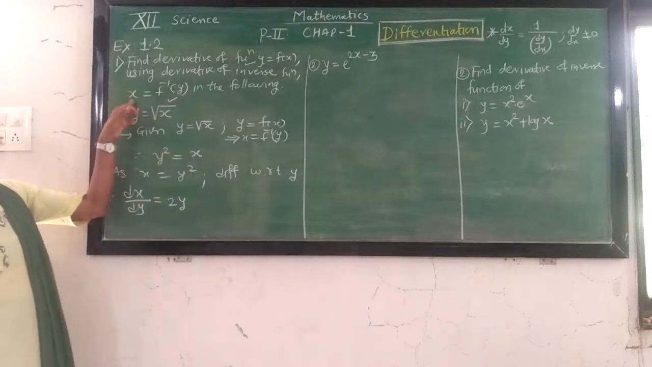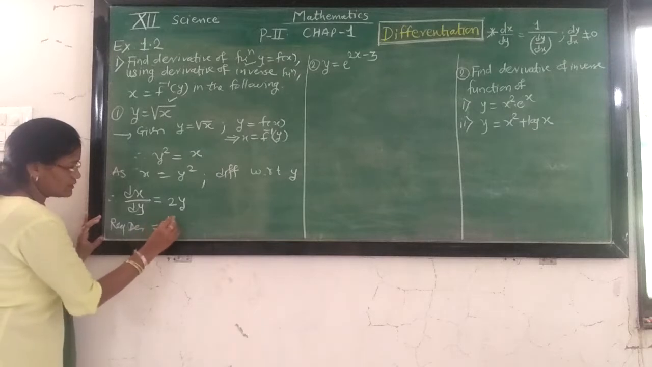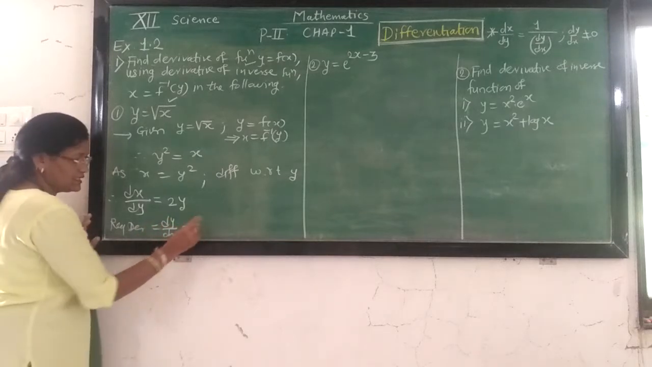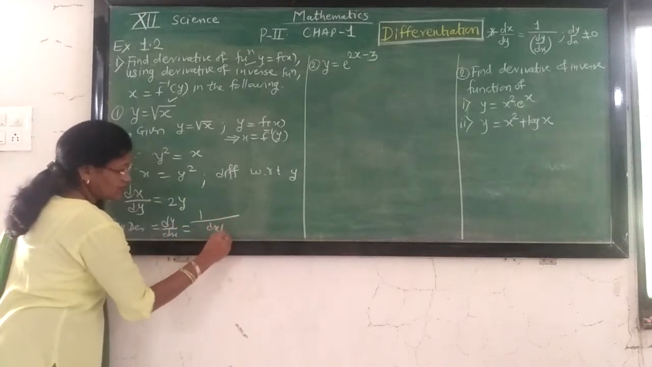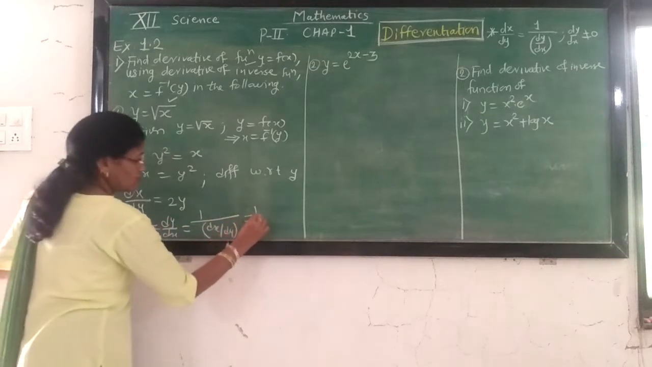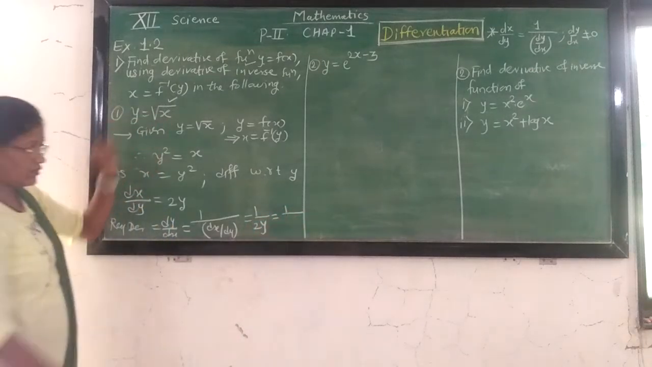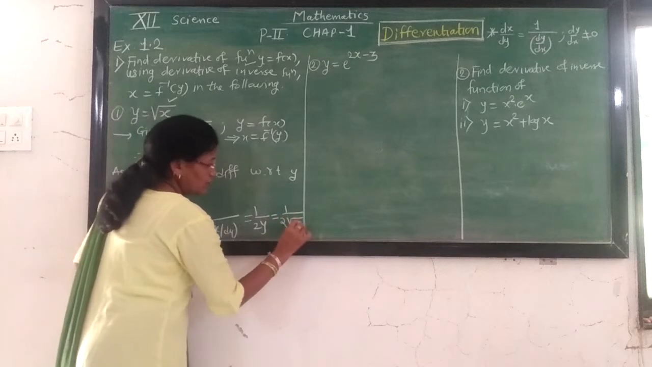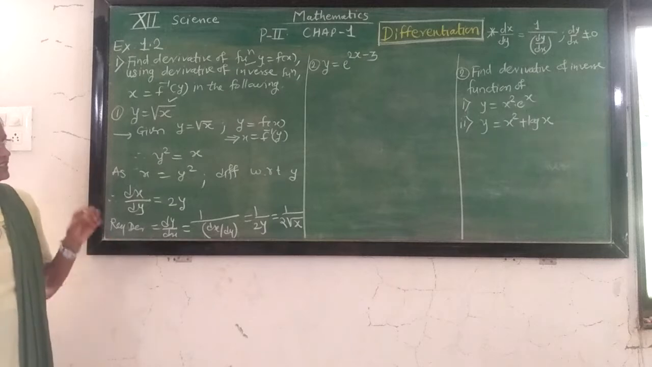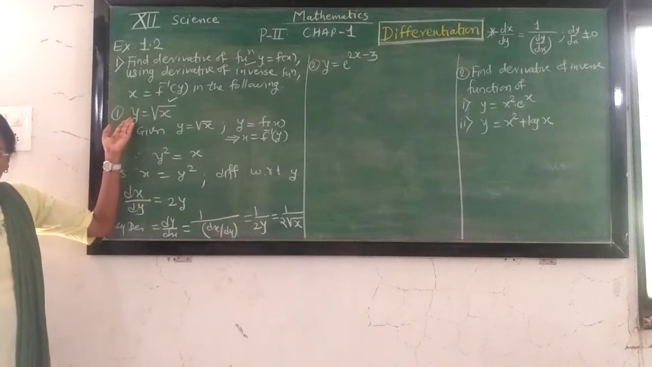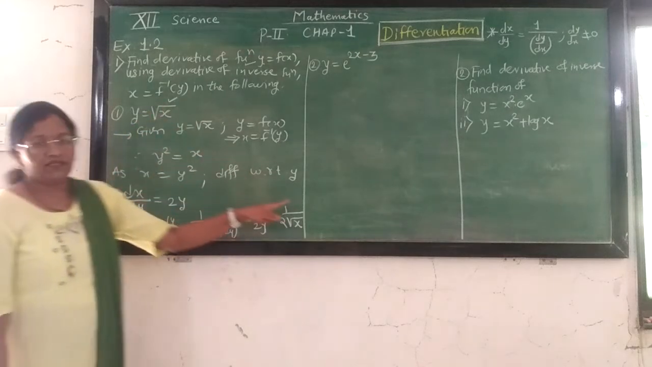So by expressing its inverse and differentiating, the required derivative dy by dx can be expressed as the reciprocal of dx by dy, which is equal to 1 upon 2y. But y is given as under root of x, so we can write this as 1 upon 2 times under root of x. Actually, this is answerable in one step. As y is equal to root x, what is the value of dy by dx? The derivative of root x is 1 upon 2 root x.